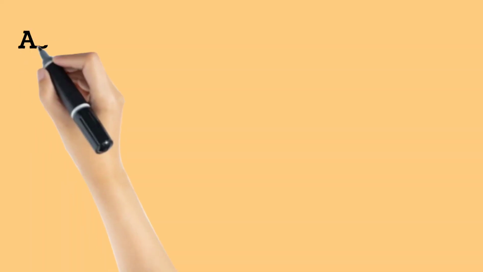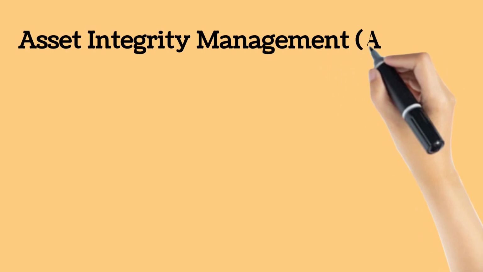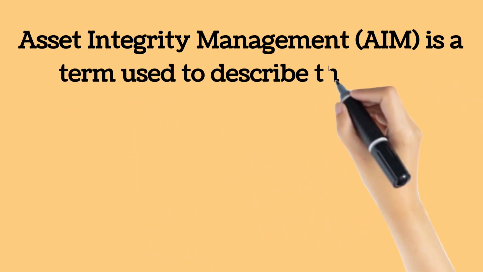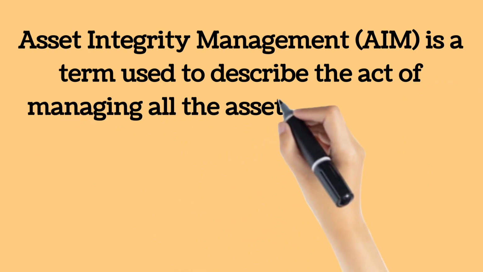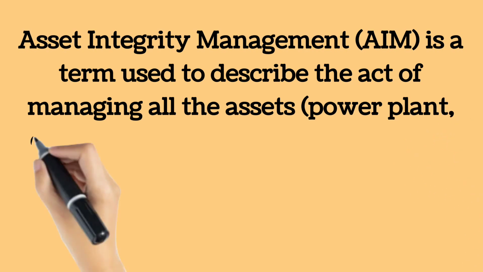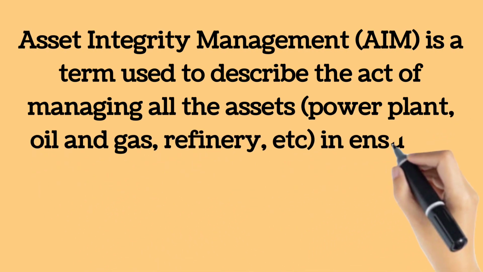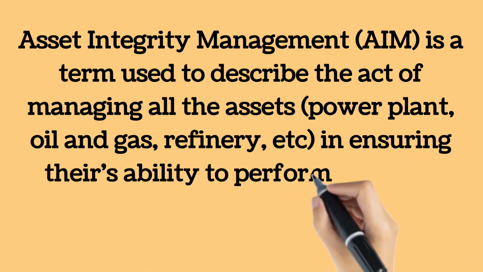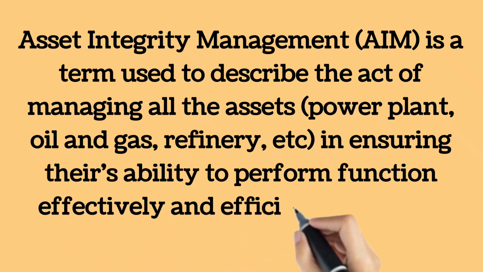Asset integrity management, AIM, is a term used to describe the practice of managing an asset, power plant, oil rig, refinery, etc., to ensure its ability to perform its function effectively and efficiently is maintained. Well-run AIM strategies ensure that the people, systems, processes and resources that enable an asset to deliver its function are in place over the life cycle of the asset, while simultaneously maintaining health and safety and environmental legislation.